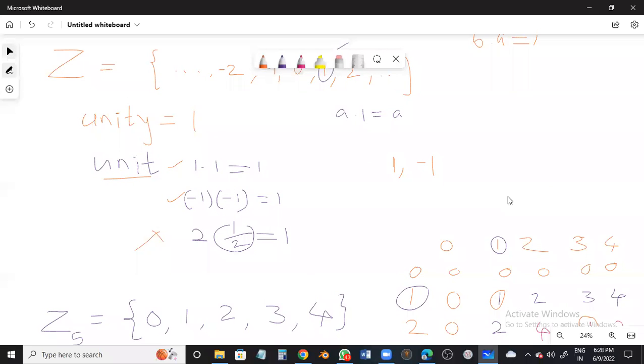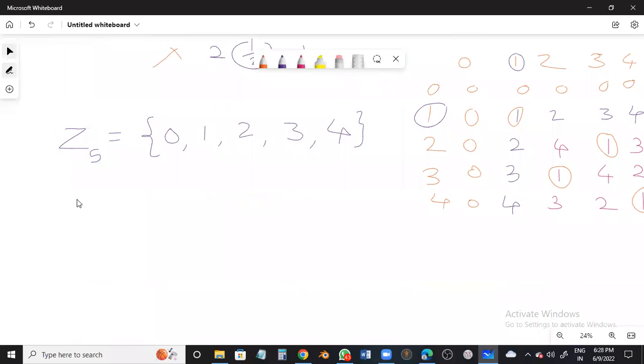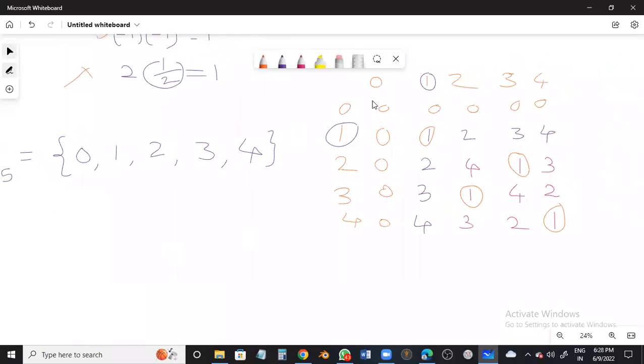If Z is given, Z contains infinitely many elements. If you are talking about set of integers, there are infinitely many elements, so you cannot prepare a table. But when it comes to Z5, you can have this kind of table. This Z5 contains finitely many elements, so it is possible to have a table like this.